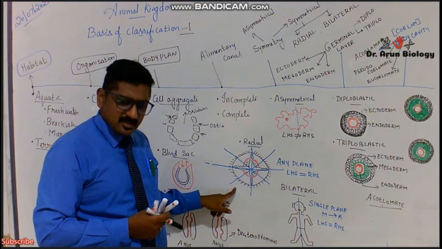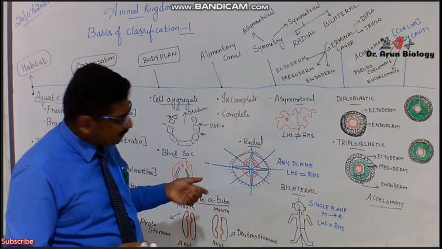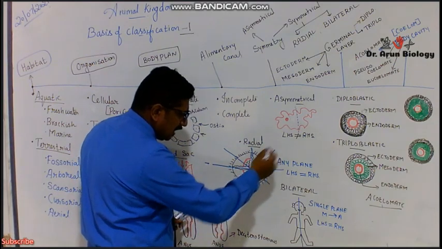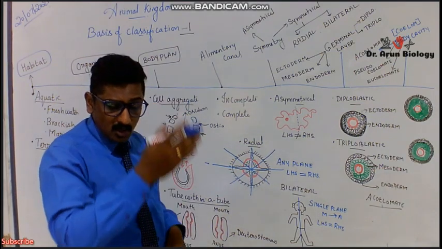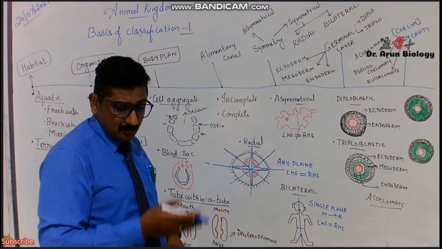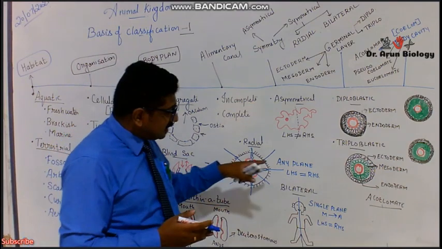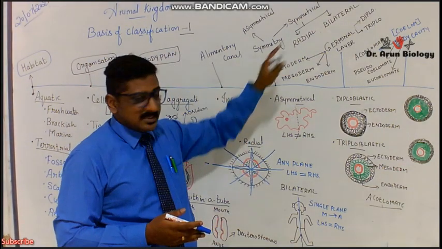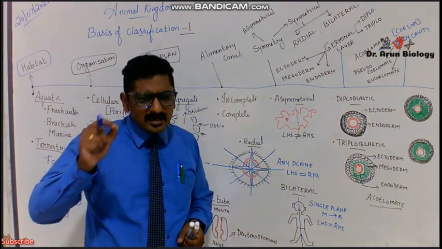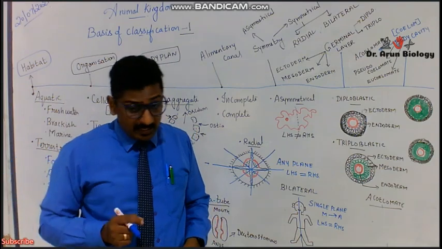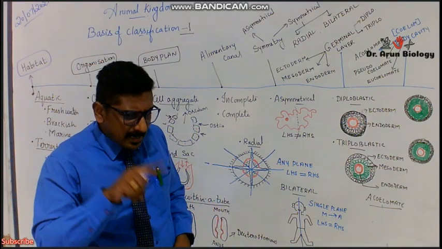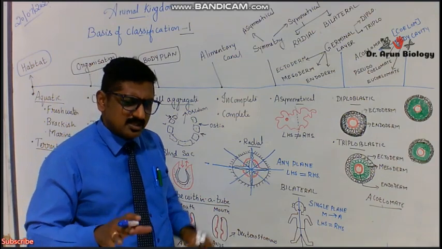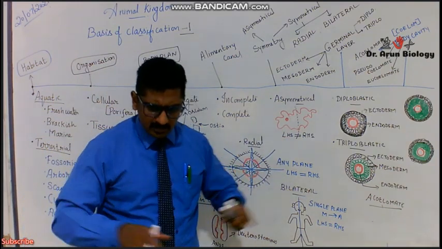Here we can compare with a cylinder also. Any plane crossing the body can divide it into two equal halves. Any plane crossing the oral-aboral axis, the mouth and anus axis, can divide it into two equal halves, then it is called radial symmetry. Even we have pentaradial symmetry that we will be discussing in Echinodermata. Penta, 5, radial symmetry, is there with respect to the arms of echinodermata.